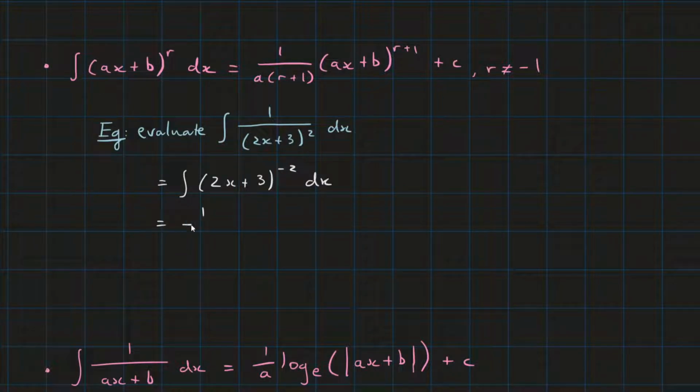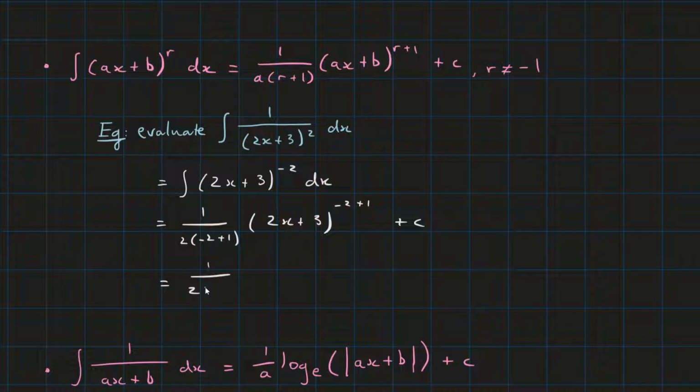So it'll be 1 over a, which is 2, r plus 1, which is -2 plus 1, and that's all multiplied by 2x plus 3 to the power of -2 plus 1. And then don't forget the plus c on the outside. Now let's just simplify all of this. We have 1 over 2 multiplied by -2 plus 1, which becomes -1. Then we've got 2x plus 3 to the power of -1 plus c.